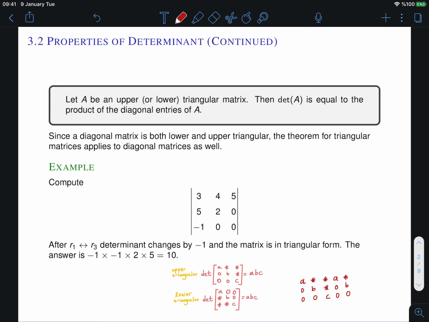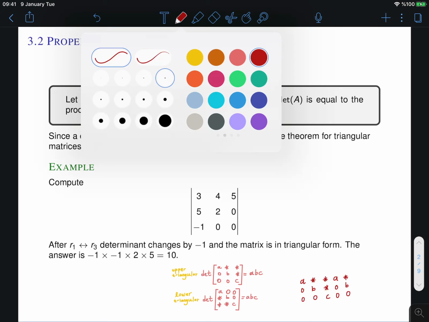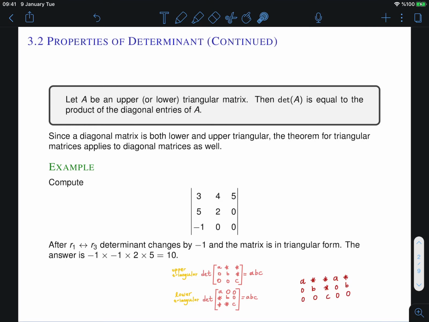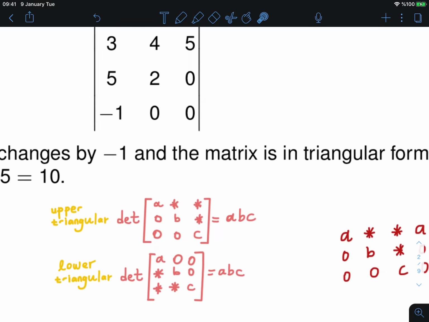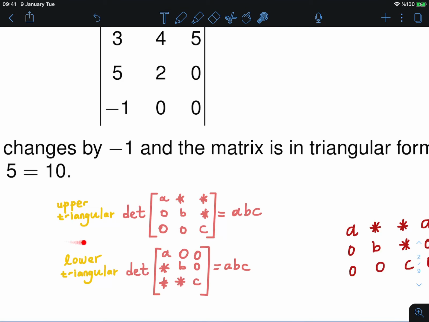Okay. So let me remind you what a triangular matrix is. So there were two kinds, if you remember. There's an upper triangular form and a lower triangular form. So for an upper triangular matrix, the entries below the diagonal are all zeros. And these can be any numbers. I put an asterisk here to denote any number. They can be 0 or non-zero. And similarly, for a lower triangular matrix, the elements above the diagonal are all zeros.